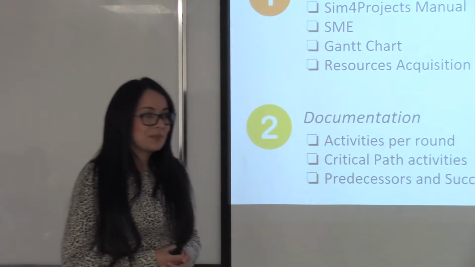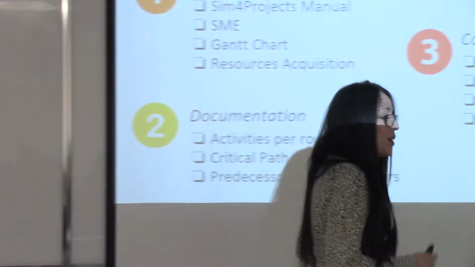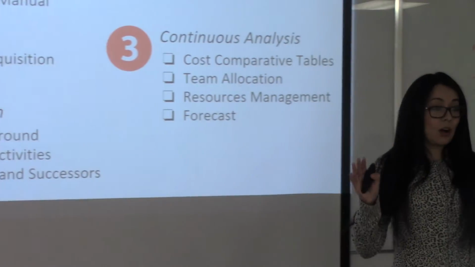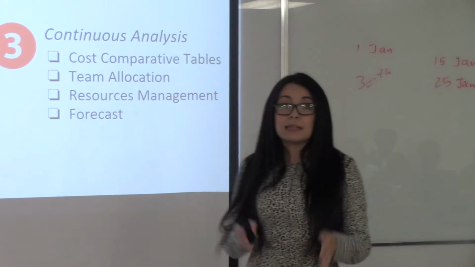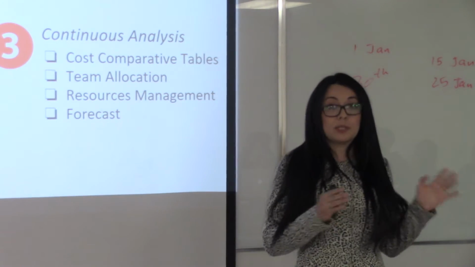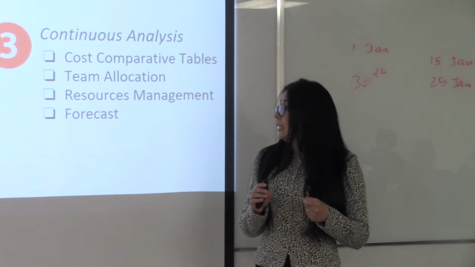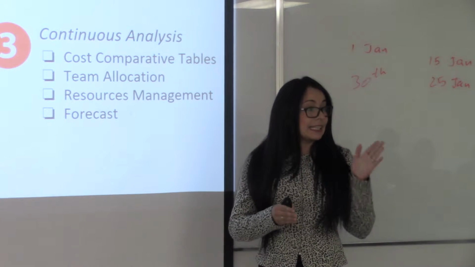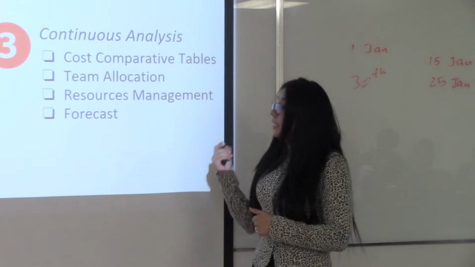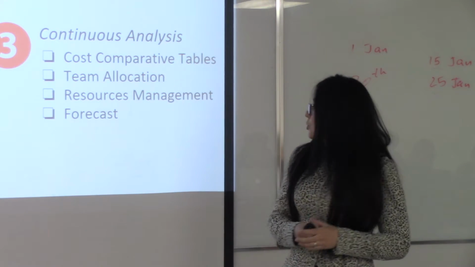Continuous analysis: we had tons of tables. We compared cost, the estimated cost, with the money that we actually spent per each round. We did the same with time. We took all the resources from the pool and we compared key skills and key indicators. So it allowed us to make right decisions.